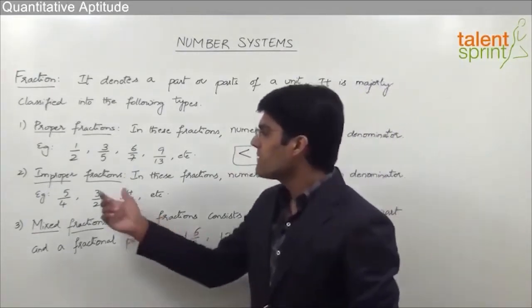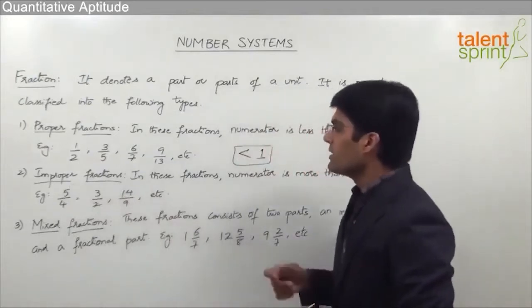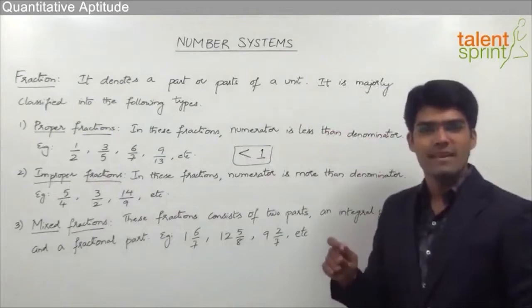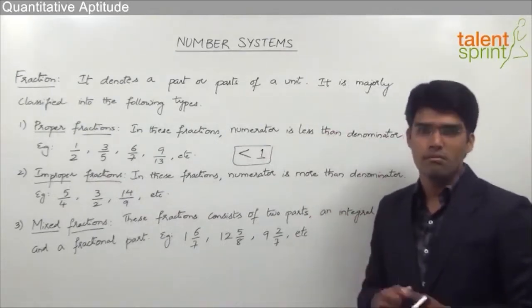The second type of fraction that we have here is improper fractions. Now these are the fractions where the numerator is more than the denominator. That means a, the numerator, is more than the denominator b.